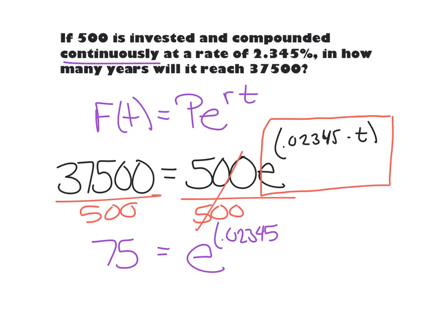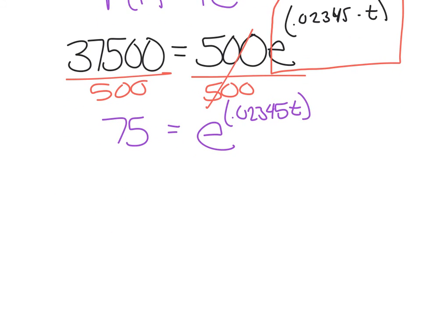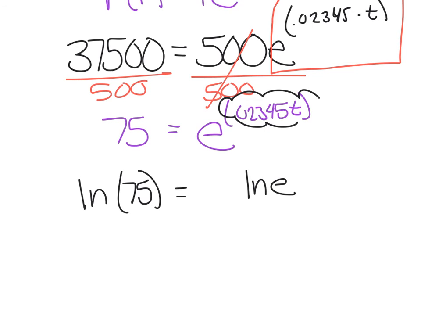0.02345t. Okay, now I want you to think back for a moment. When we talked about e's, they went with natural logs. So instead of taking the common log, log of both sides, I'm going to use the natural log of both sides. And I have to do that because this is exponential. So I'm going to say the ln of 75 is equal to the ln of e, and that third log property takes that exponent and moves it down in front. 0.02345t times the ln of e.